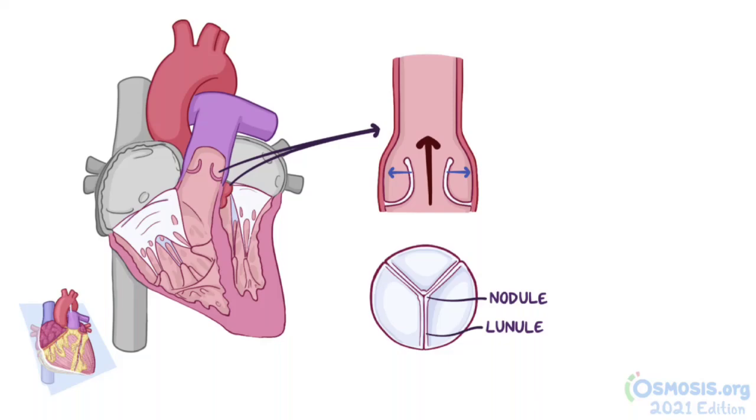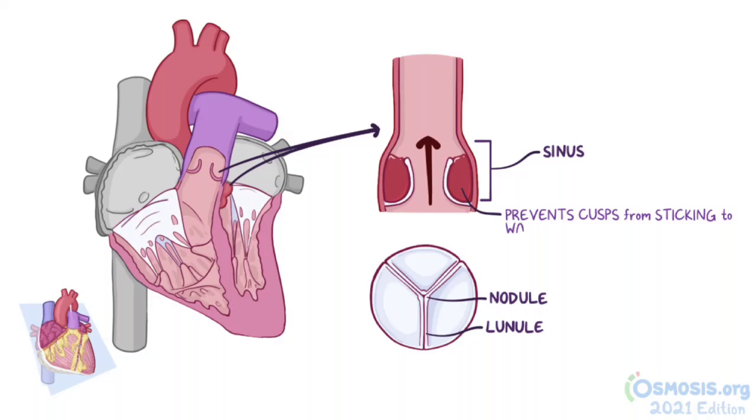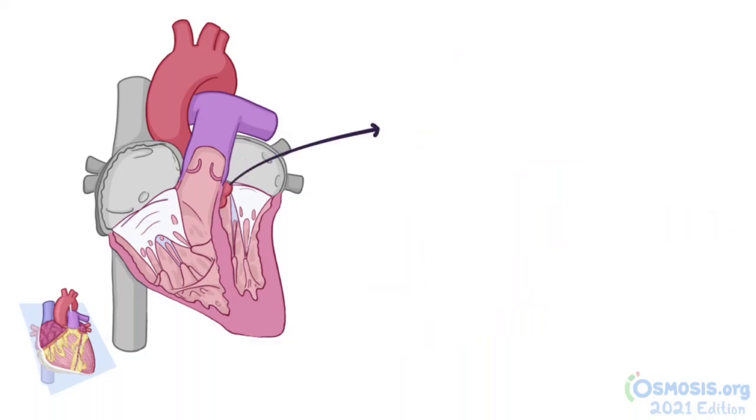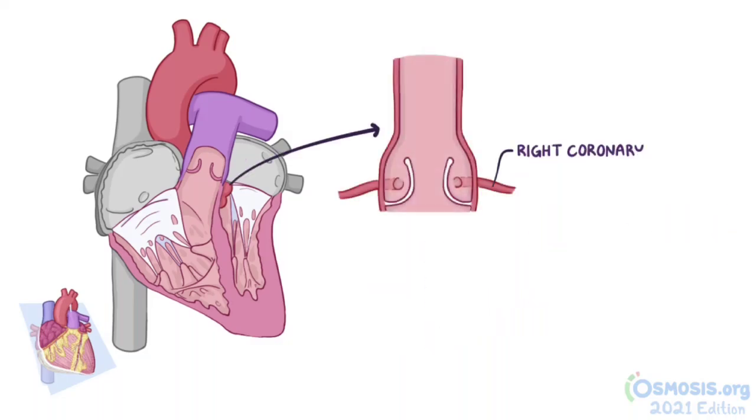Superior to each semilunar cusp, the walls of the origins of the pulmonary trunk and the aorta are a bit dilated, forming a sinus where blood gets in to prevent the cusp from sticking to the wall of the vessel when they open, and it also helps them close back up. The sinus formed above the right aortic cusp is the origin of the right coronary artery, and the sinus formed above the left aortic cusp is the origin of the left coronary artery, both of which nourish the heart muscle.